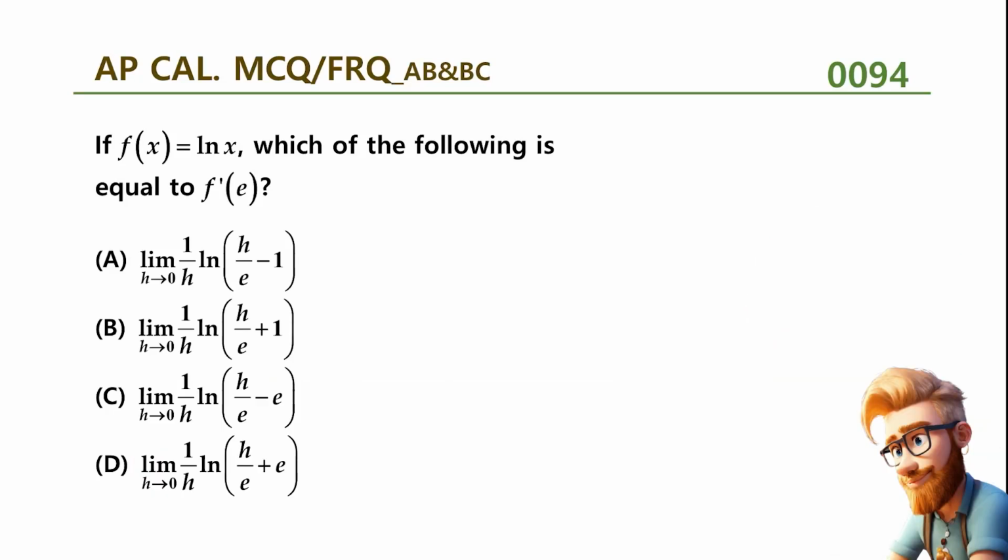Question 94. If function f of x is equal to natural log x, which of the following is equal to f prime e? Remember the definition of the derivative. F prime a is equal to the limit as h approaches 0 of f of a plus h minus f of a over h, right? Here we're trying to find f prime e. So we're going to substitute e for a.